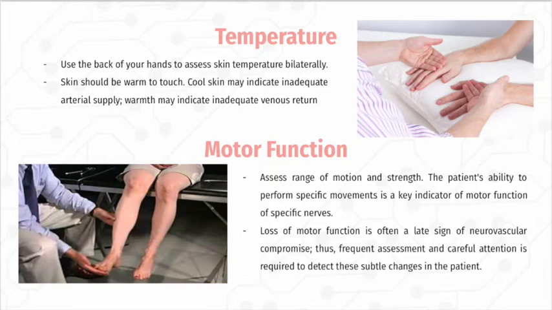For motor function, assess range of motion and strength. The patient's ability to perform specific movements is a key indicator of motor function of specific nerves. Loss of motor function is often a late sign of neurovascular compromise. Thus, frequent assessment and careful attention are required to detect these subtle changes in the patient.